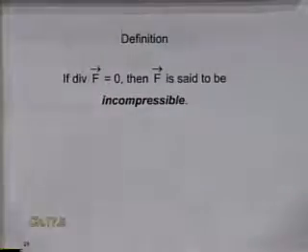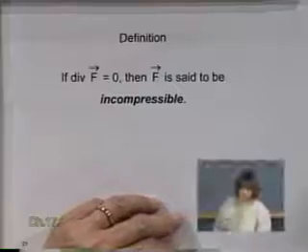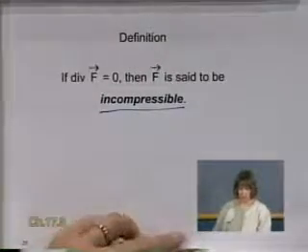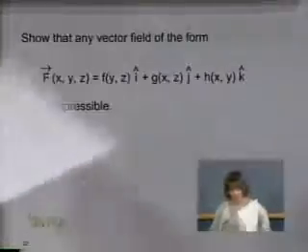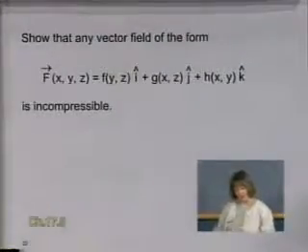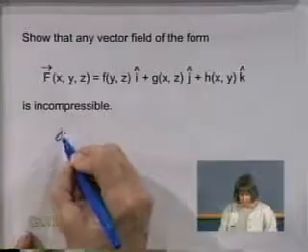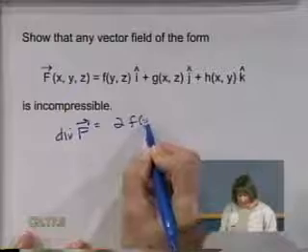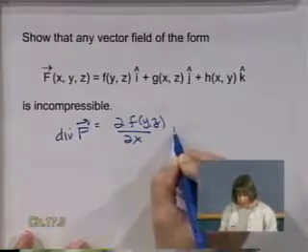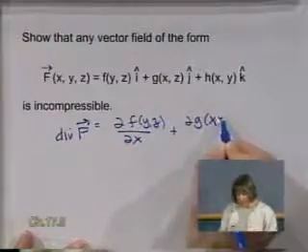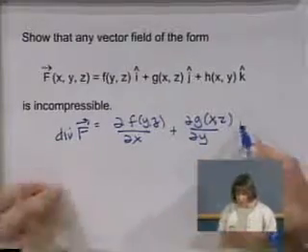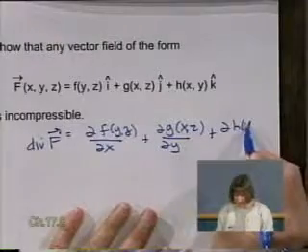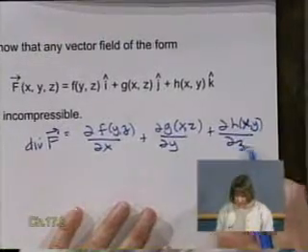Okay. If the divergence of a vector field is 0, we use the adjective that the function is incompressible. So if I want to show that this function is incompressible, I take the divergence. So you have the partial of f of yz with respect to x, plus the partial of g, which is a function of xz, with respect to y, plus the partial of h of xy with respect to z.